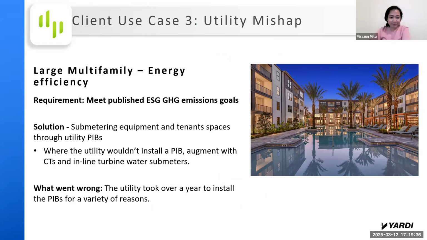No worries. Okay. So this is a treat for you, Mirazun, because this is different from the one that we talked about previously. This is a large multifamily energy efficiency project. We used to think that it was a great thing to have the utilities install PIBs on their utility meters because it tends to be cheaper. And sometimes if plumbers' or electricians' availability is a limiting factor, a lot of times the utility can get out there quicker. So it's kind of a win-win all the way around. But in this case, that is not what happened.